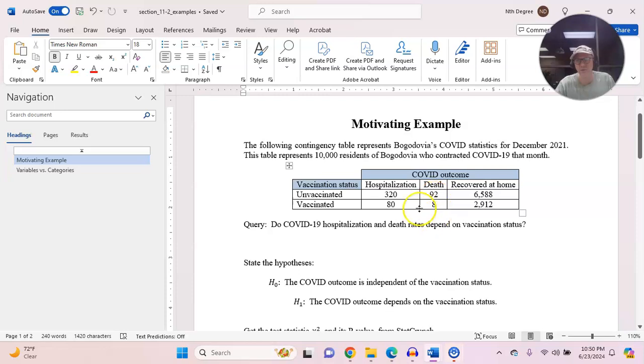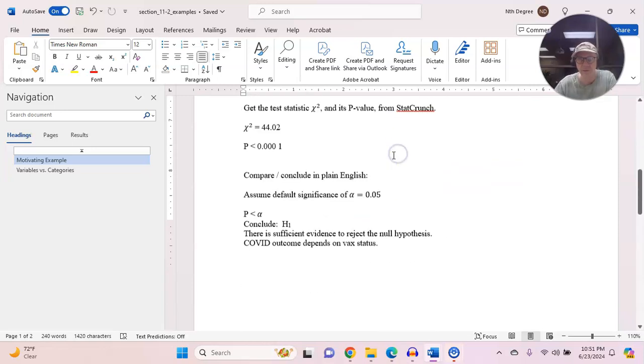The issue here basically is that in a homework problem like this, they will often give you the categories like hospitalization, death, or recovered at home, but they won't expressly state the variable that these categories represent. In other words, they won't expressly say COVID outcome. But that phrase COVID outcome is what we actually need for the hypothesis tests. So it's going to be upon us to come up with that generalization for some of these problems.